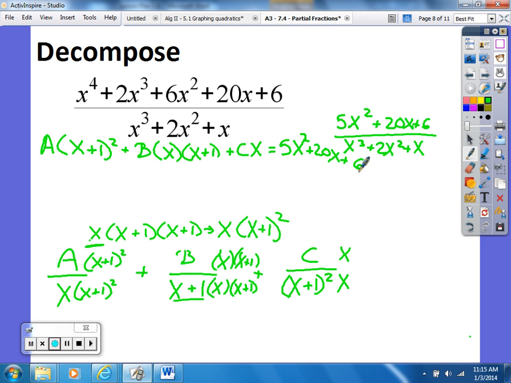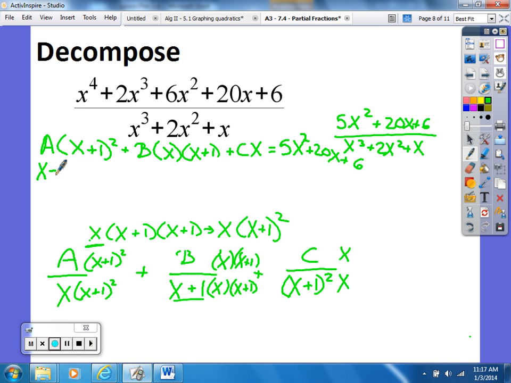That's your line, right? What x value do you want to pick first? -1? Okay, put in -1. What letter are you going to be able to tell me if you put in -1? C. Go ahead and find C.